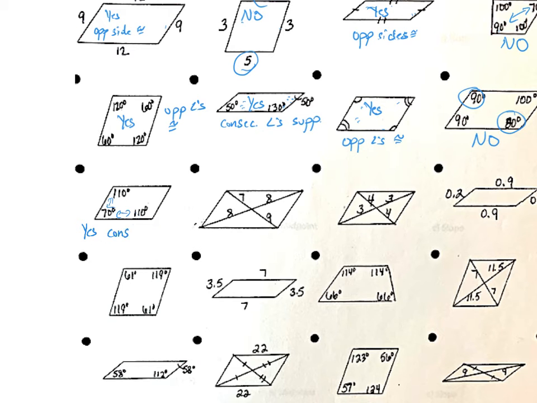Consecutive angles supplementary. Here, these are the diagonals. Notice 7 and 9, they aren't the same. That means they're not bisecting, so this is a no. But this, the two sides are the same, so we can say yes, because the diagonals bisect.